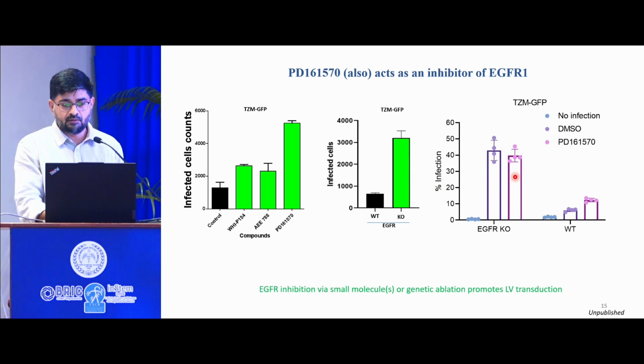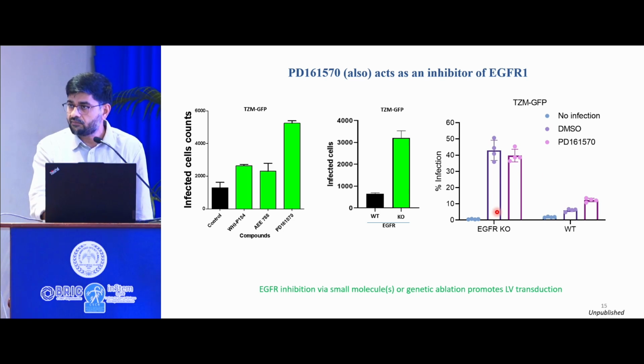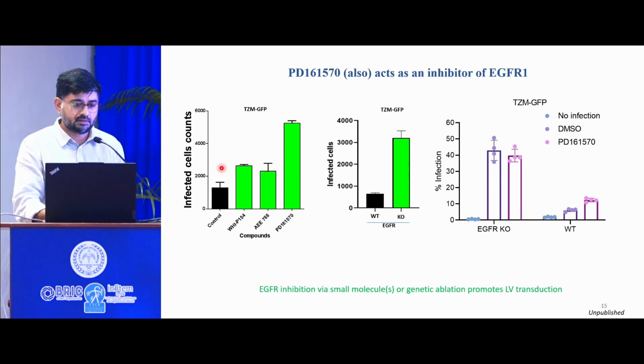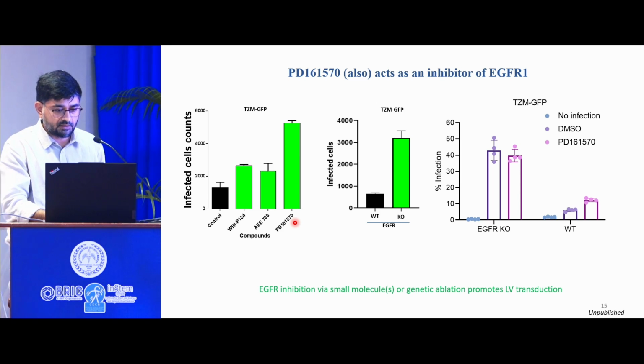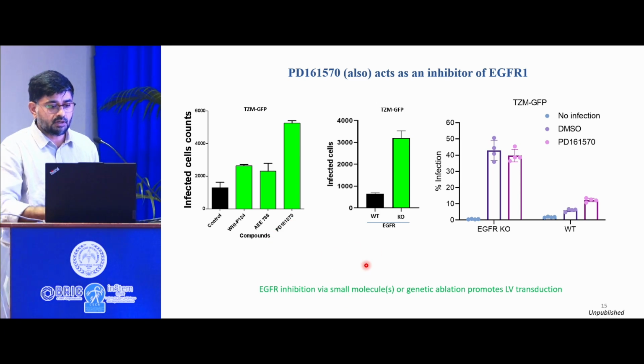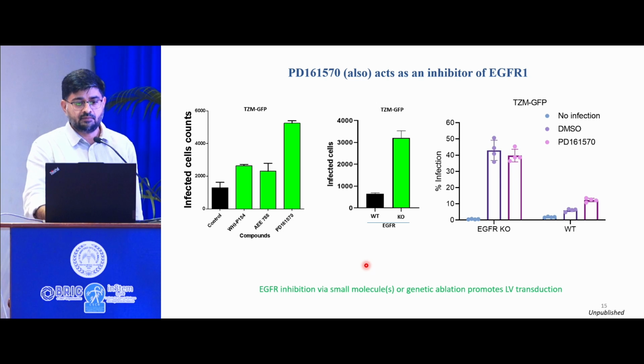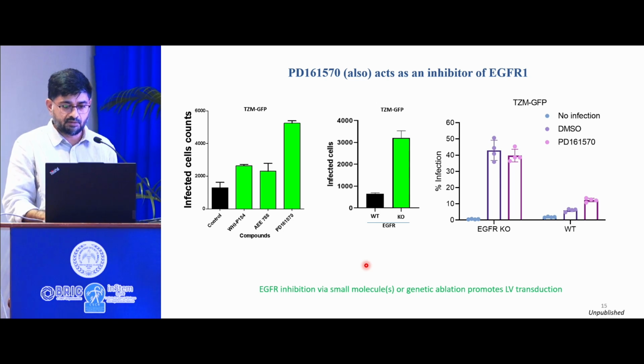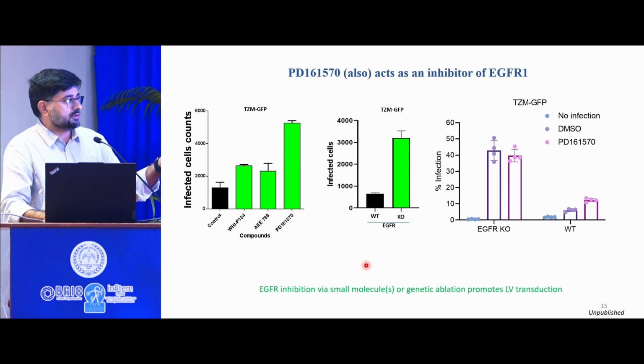And we just didn't stop there. We procured other compounds that are known EGFR1 targets, and we found that other compounds were also increasing the transduction levels in the target cell, but they were not as good as PD-16. That means this compound is doing other than what is known for it in the literature. So to conclude here, EGFR inhibition via small molecules or genetic ablation in this target cell was promoting transduction events in these cell types.